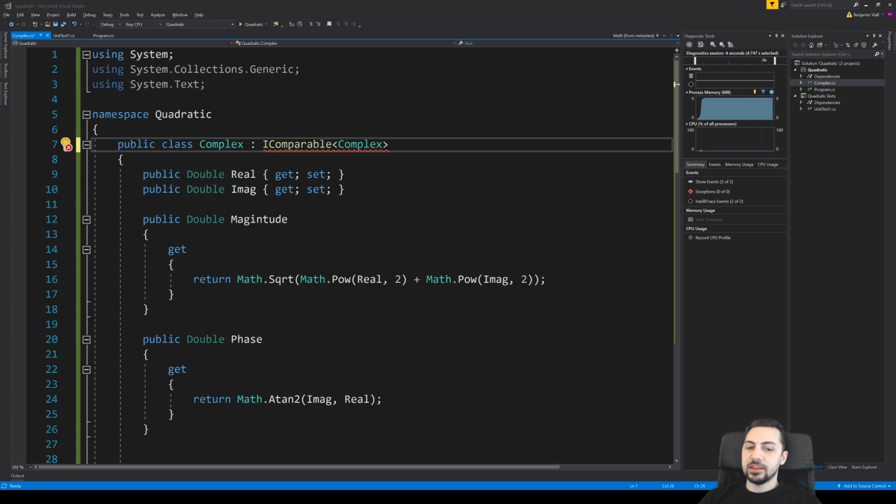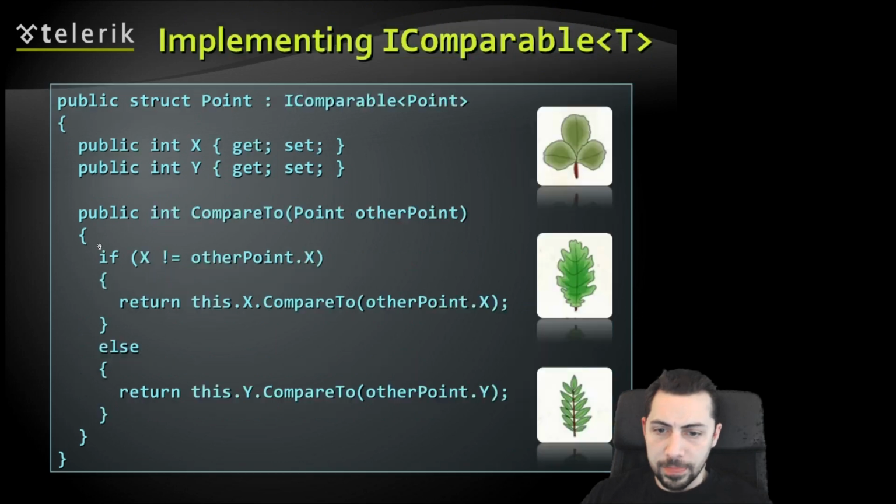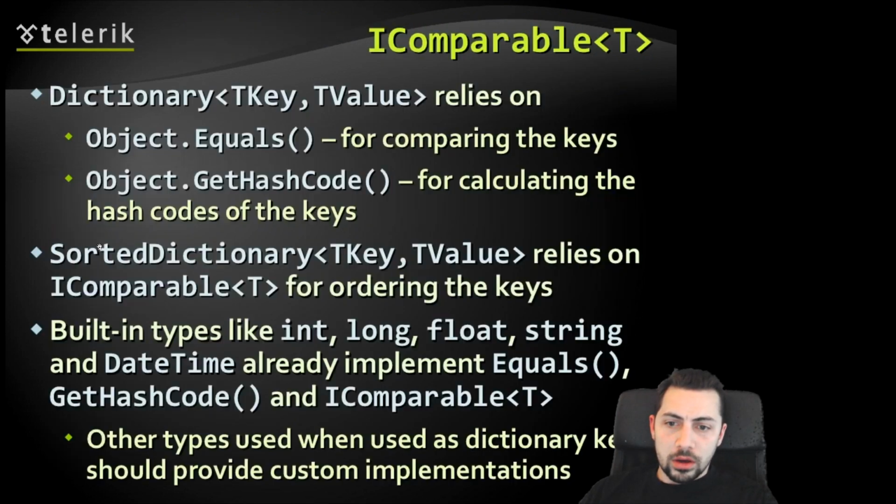Here's what you might need to implement just for a dictionary of complex objects. Oh, you can't see that. Go here. All right. So for a sorted dictionary, you need to do IComparable. For a dictionary, you have to say GetHashCode.